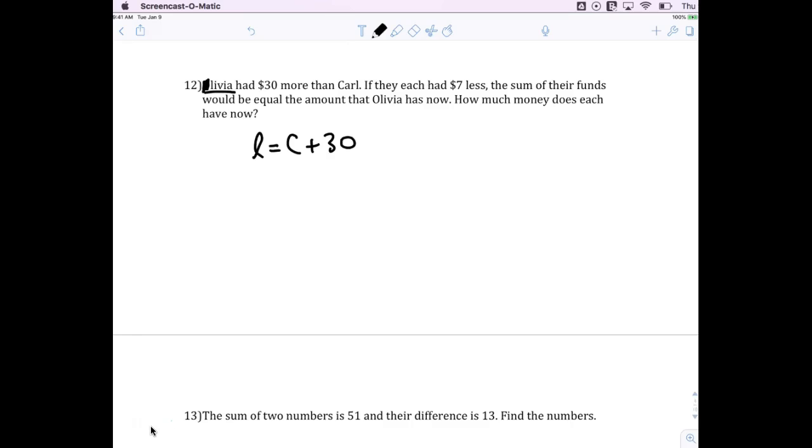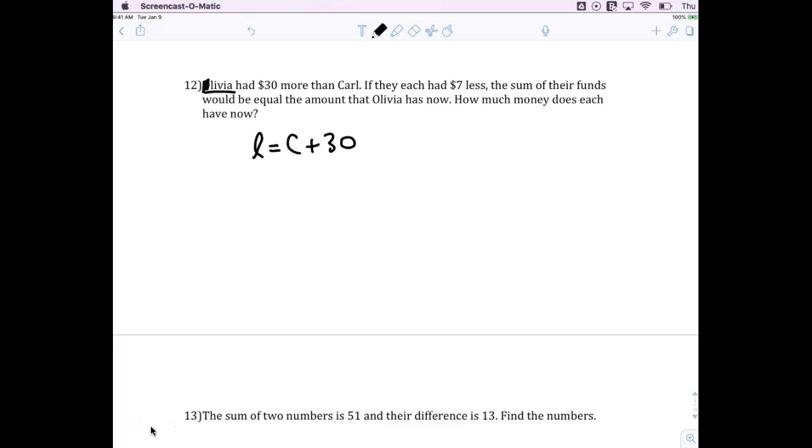Here we go. It says, if they each had $7 less. So how much does Olivia have right now? Do we know? No. So she has what? Right now, Olivia has L. Right now, Carl has what? C. We don't know. We just know there's a relationship between L and C.